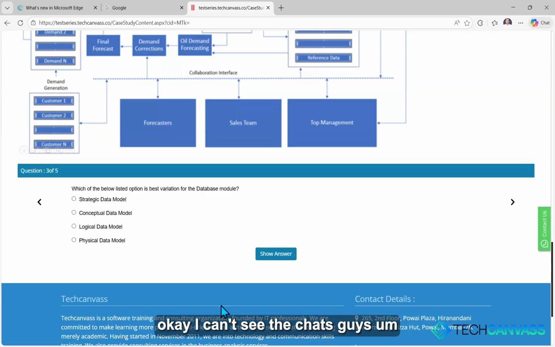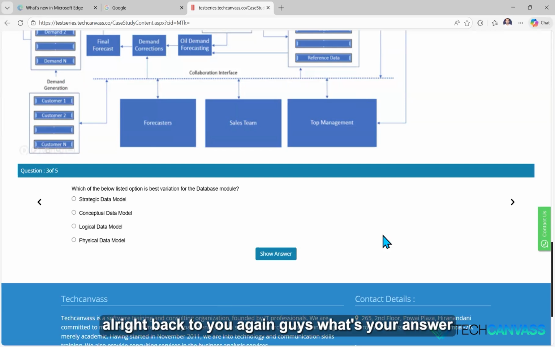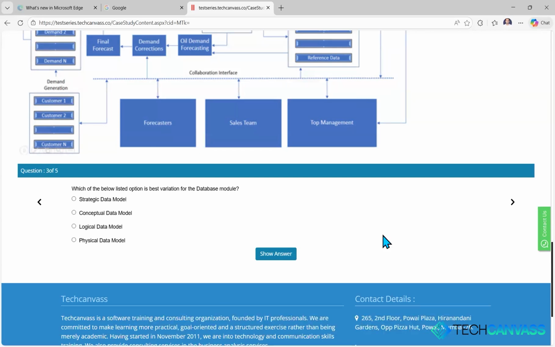Okay, I can't see the chats, guys. Does anyone have any questions? Okay, that's Madhuri. Sorry. All right, back to you again, guys. What's your answer?